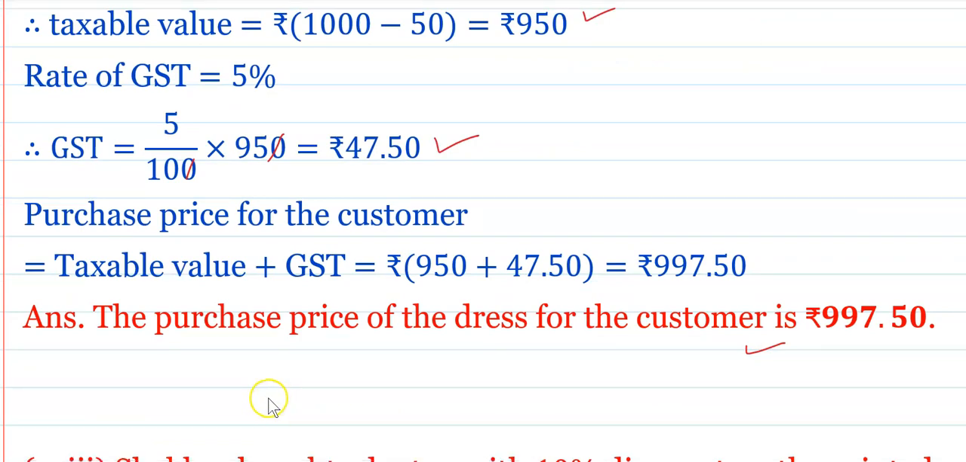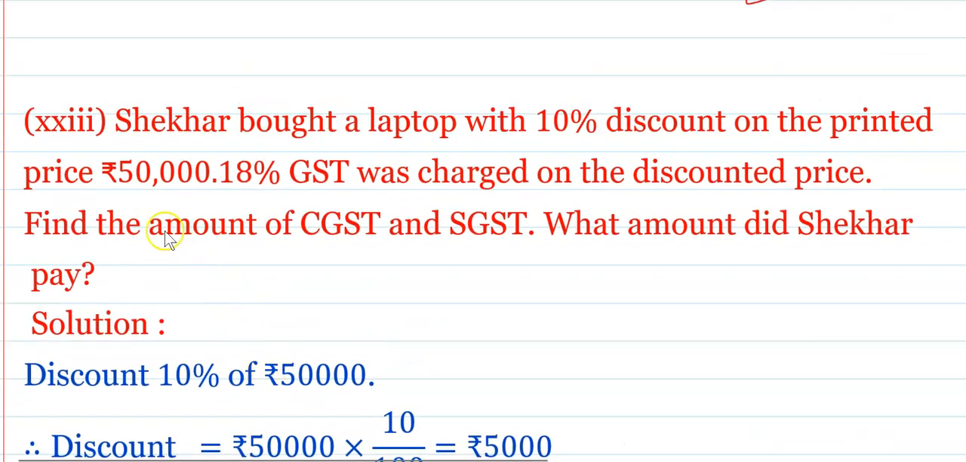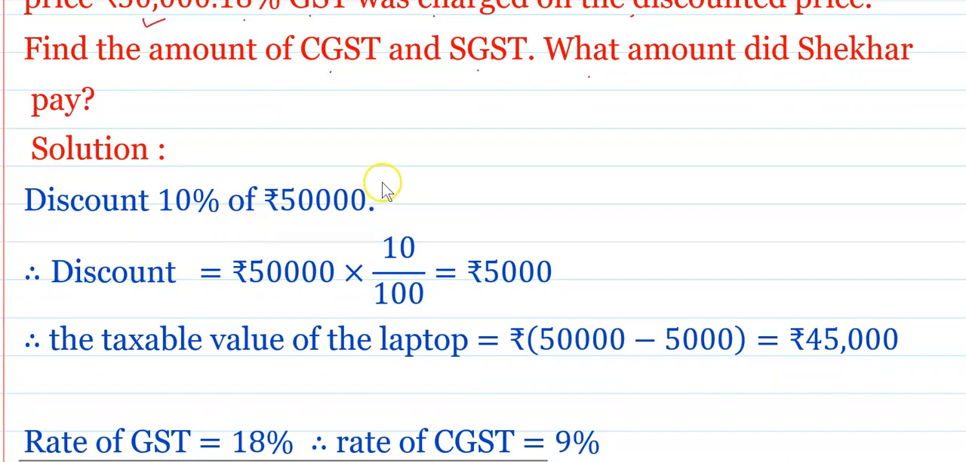Now the next, Shankar bought a laptop with 10% discount on the printed price 50,000. 18% GST was charged on the discounted price. Find the amount of CGST and SGST. What amount did Shankar pay? 10% discount on 50,000. Discount is equal to 50,000 into 10 upon 100 is equal to 5,000. He got a discount.